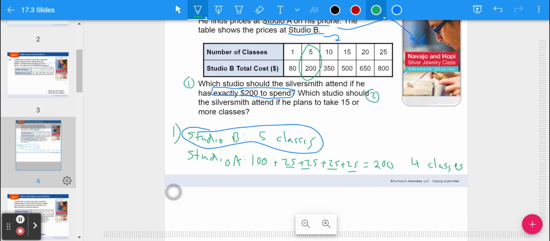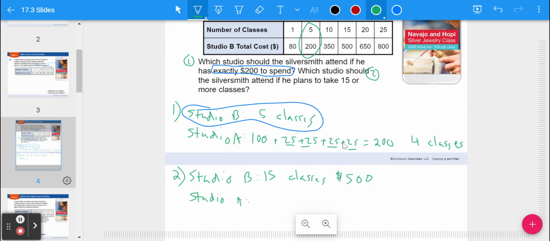Now, question 2 asks if they wanted to do 15 classes, which one should we pick? Well, 15 classes for Studio B is given. It says up there, $500. It really adds up. Studio A, we have to figure it out.